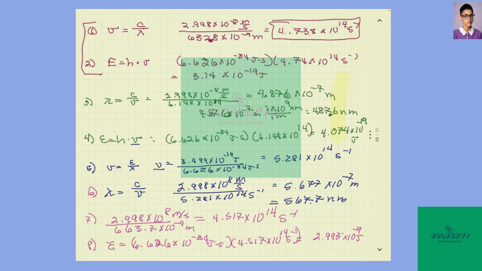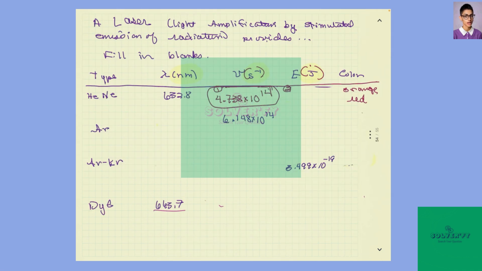Okay, next, we're going to multiply our 4.738. I'm just going to leave the number in my calculator times 6.626 times 10 to the minus 34th. I get 3.139 times 10 to the minus 19th, and that's in joules, which I've got in my headings right here, or my units there.